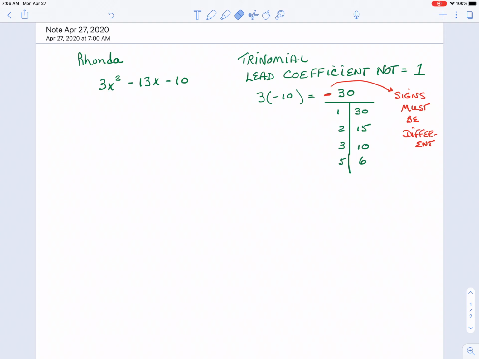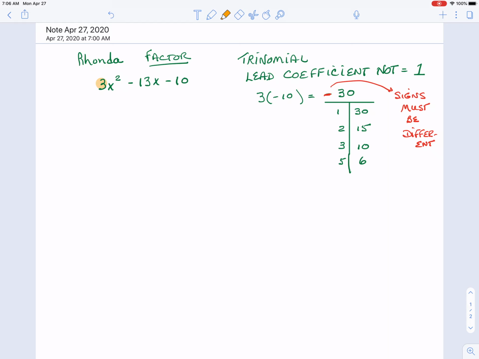This is an example that one of my students sent. It's a trinomial that we're trying to factor. I didn't write the instructions down, I forgot that. There we go. And the lead coefficient on this trinomial is not 1. You can see that the lead coefficient here is 3, which makes this problem a couple of steps longer than the trinomial where the lead coefficient is equal to 1.